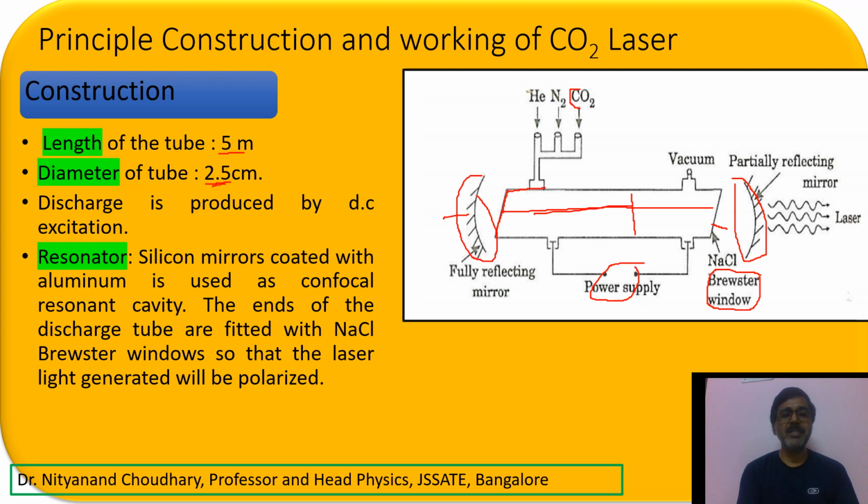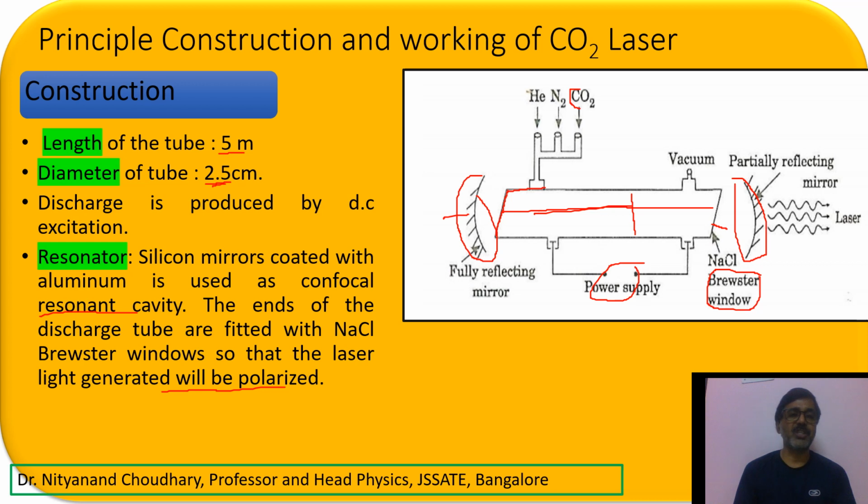So the resonator is a silicon mirror coated with aluminum, used as a confocal resonant cavity. So it is your confocal resonant cavity. The ends of the discharge tube are fitted with a sodium chloride Brewster window, so that the laser light generated will be polarized. When it passes through the Brewster window, the light gets polarized. So the Brewster window that we have given is only to make the light polarized.